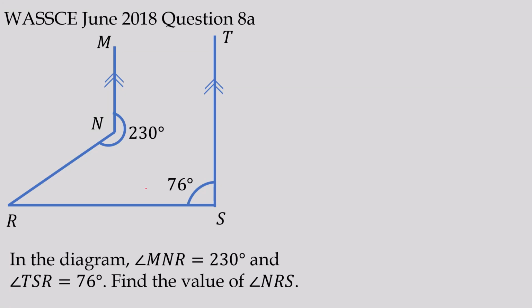Okay, so now let us take a look at this question. Let's say that in the diagram, the angle MNR is equal to 230 and the angle TSR is equal to 76. Now we have to find the angle NRS. So NRS is going to be this angle.